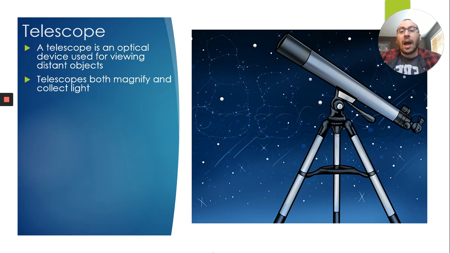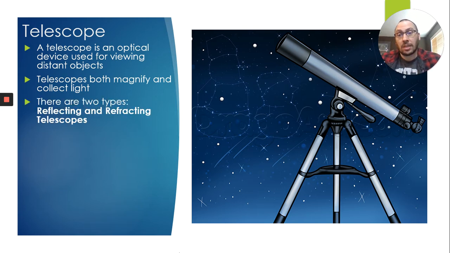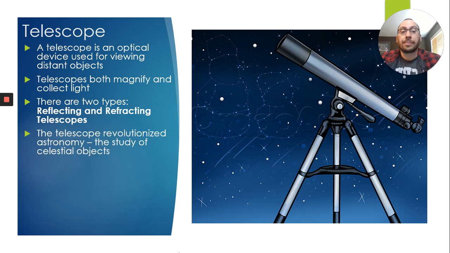They do two things: they magnify and they collect light, and both of these are very important properties of telescopes. Make sure you're aware of those. Okay, and there are two types: the reflecting telescope and the refracting telescope.